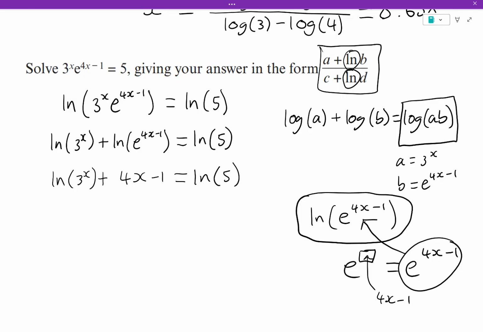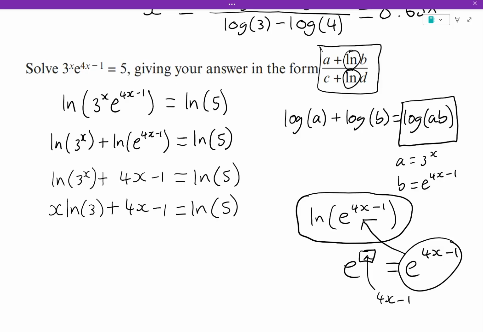Now we've still got an x in a power over here, so I want to deal with that. So we can use the power rule of logarithms and bring that x to the front and multiply it. So we get x ln 3 plus 4x minus 1 is equal to ln 5. Now we're in a far more familiar position to the previous question, where we've got x appearing twice.